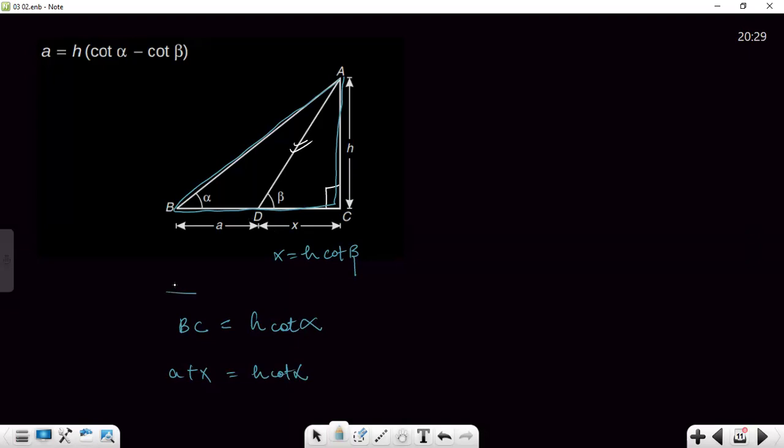So as we know, this distance is H cot alpha and this much distance is H cot beta. So if we have to find out A, then we'll simply subtract them, na? H of cot alpha minus H of cot beta. So you'll be able to understand these formulas using our concept easily. Are there any questions?